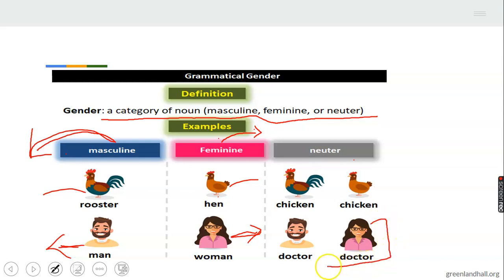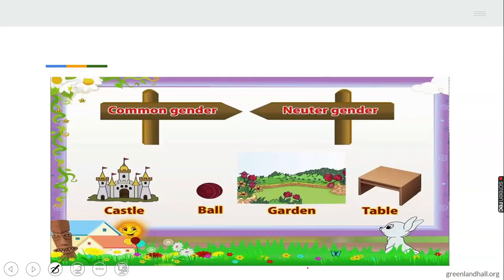Now, if I should tell you that a doctor treated me at the hospital, and I don't tell you whether the doctor is a man or a woman, you won't know. You won't know the gender of the doctor. So that word doctor is called a common gender. Is that taken? A common gender because it can be a man and it can also be a woman. It can be a masculine. It can also be a feminine.